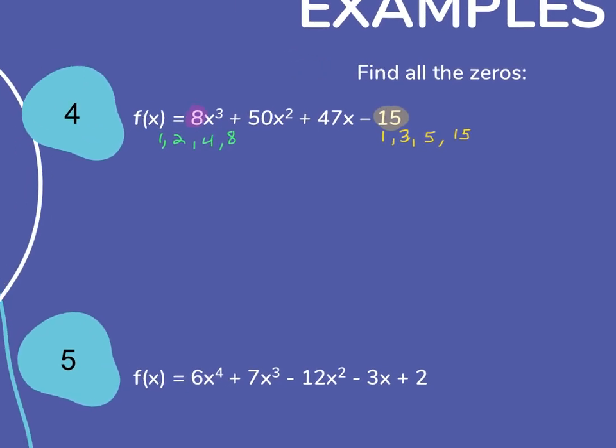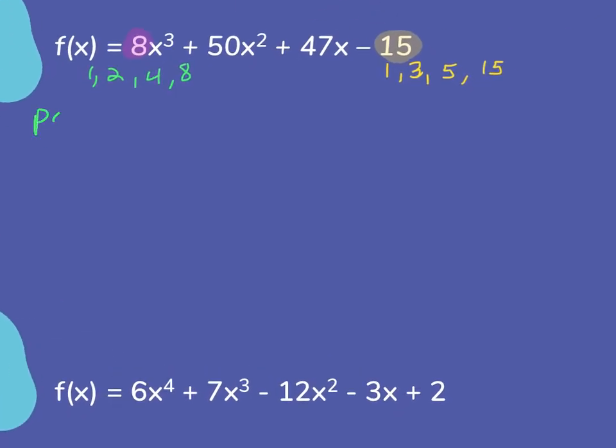And then to build our possible bank, we do plus and minus all the factors of the last, which would be 1, 3, 5, 15 over all the factors of the first, 1, 2, 4, and 8. Now we simplify. So I'm going to take the factors of the last number and put them all over 1. And then all of them over 2, and then all of them over 4, and then all of them over 8. So first thing again I'm going to do is take them and put them all over 1.